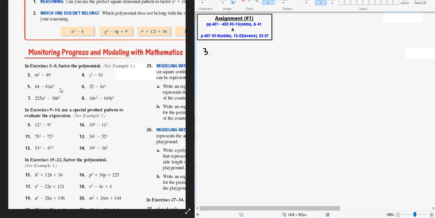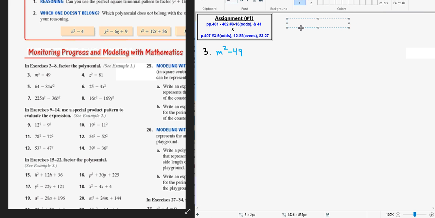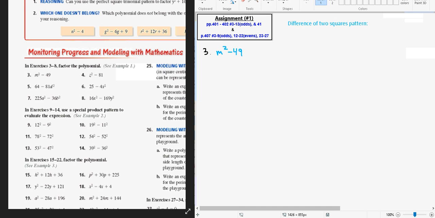And looking at number 3, it says factor the polynomial. So we do have to factor this polynomial, and it is a binomial, m squared minus 49. Now remember the difference of two squares pattern? Let me put that up here. The difference of two squares pattern. That is when you have a squared minus b squared. It factors into the quantity a minus b times the quantity a plus b.